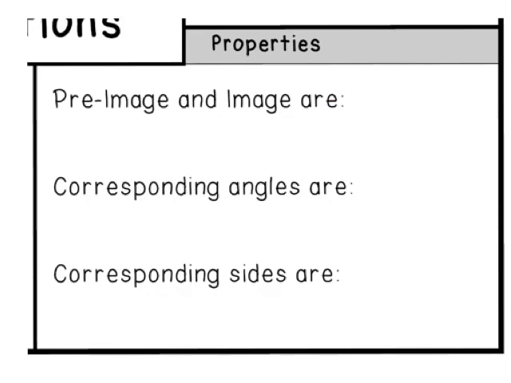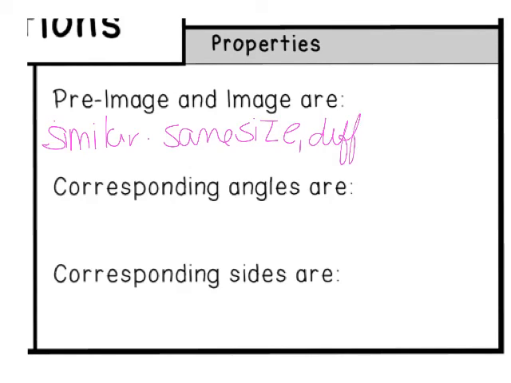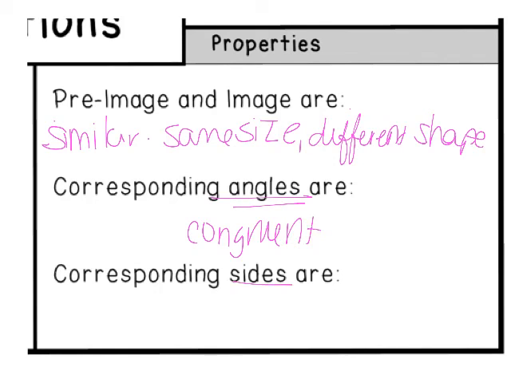All right, the pre-image and the image are similar figures, is what I started to say before. Similar means the same shape, different size. The corresponding angles, and only the angles, are congruent. And the corresponding sides are parallel and proportional in length.